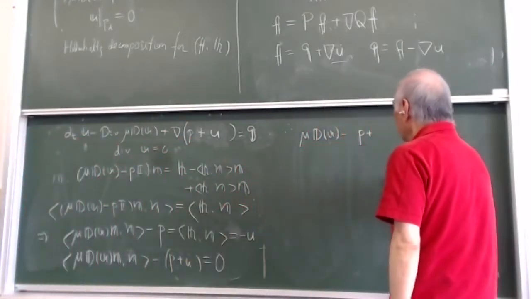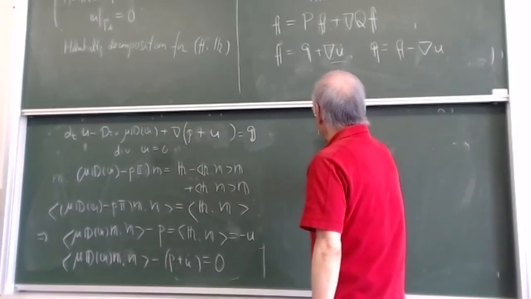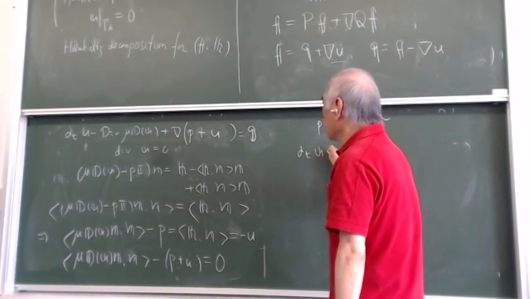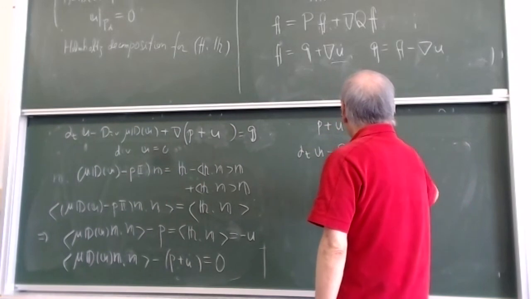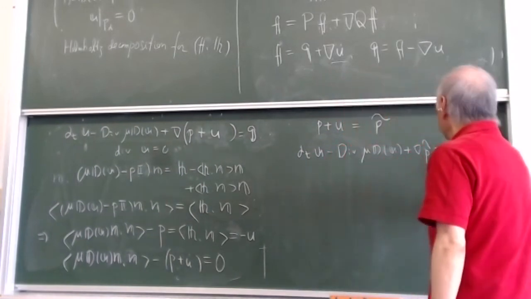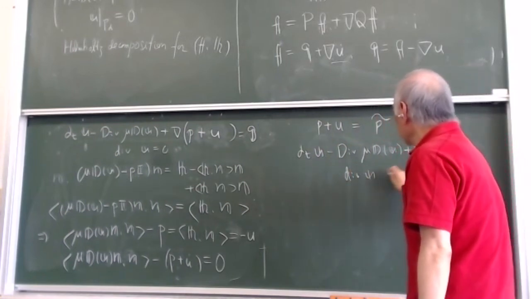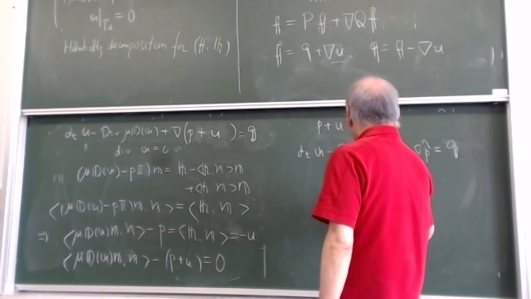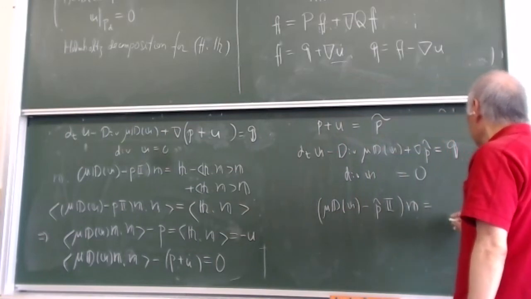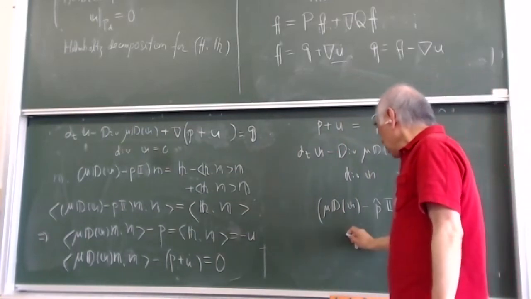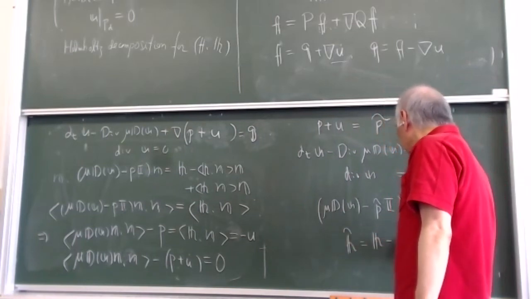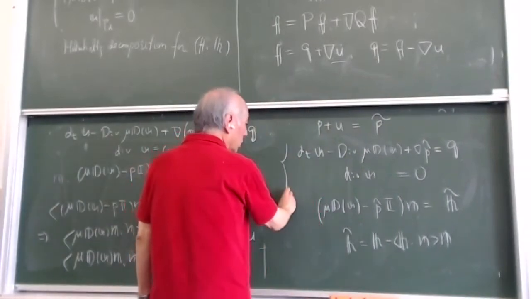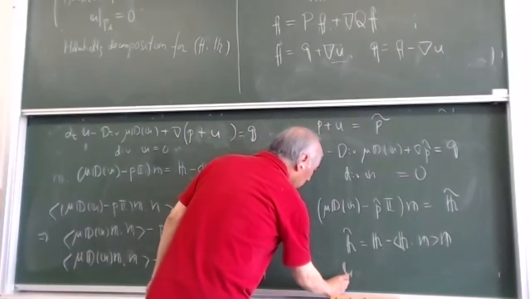Therefore, if we put p plus u as another pressure p tilde, then du plus p is equal to g. u is 0, and mu du minus p tilde I n, where h tilde is h minus hn. And then of course, you gamma.